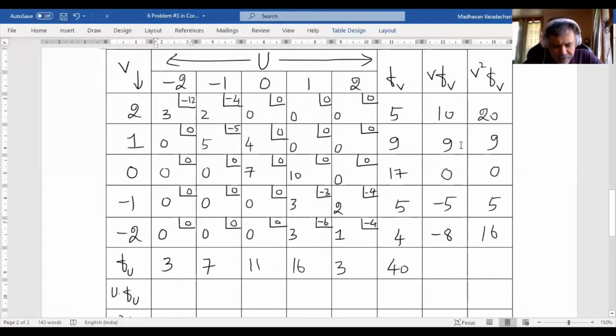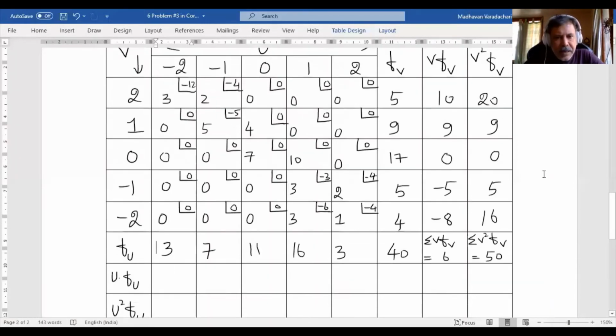Now let us add these, means this sigma f v into, so what is summation v into fv? Means I have to add this 10 plus 9, 19. 19 minus 13 becomes 6. Similarly, summation v square f suffix v, means I need to add these figures. 20 plus 9, 29. 29 plus 5, 34. 34 plus 16, it is 50.